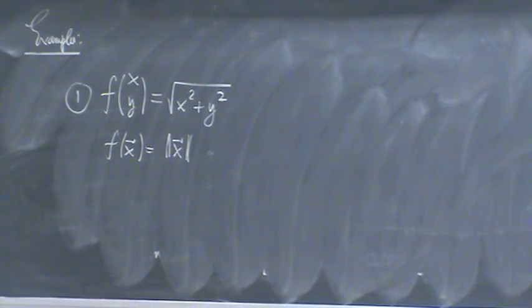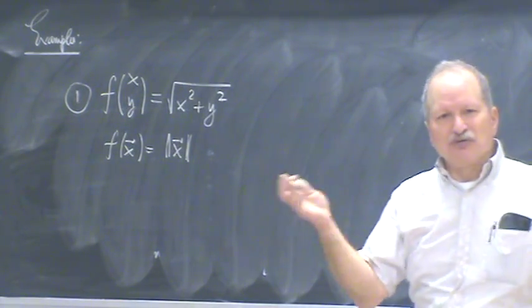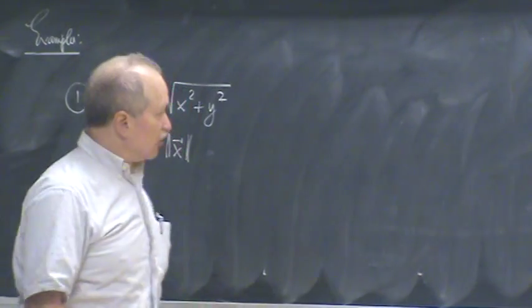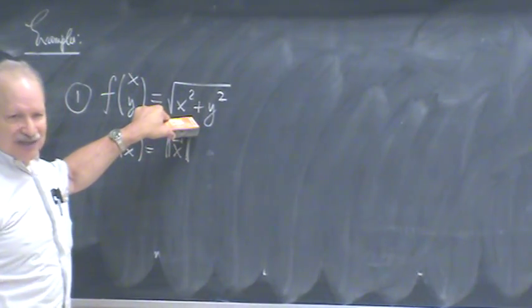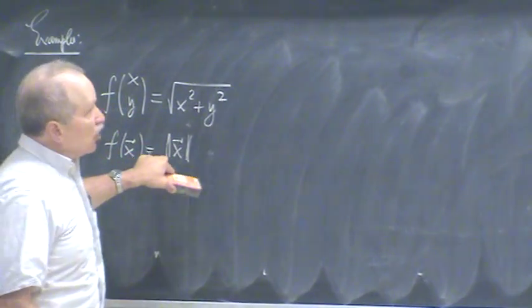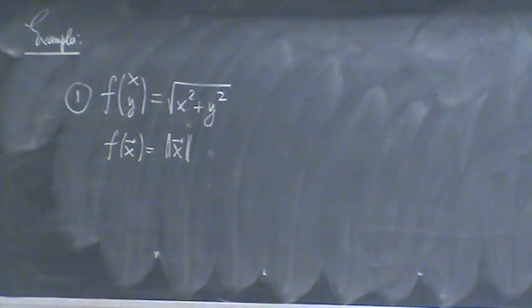So I want to do two things. I want to plot the graph, and I want to plot level curves of f. And I want to discuss how the two relate to each other. The graph is going to be a 3D object. The level curves are going to be drawn in the plane, in the domain.